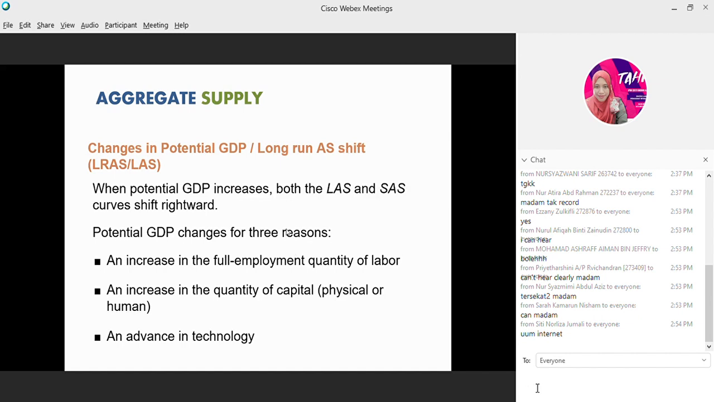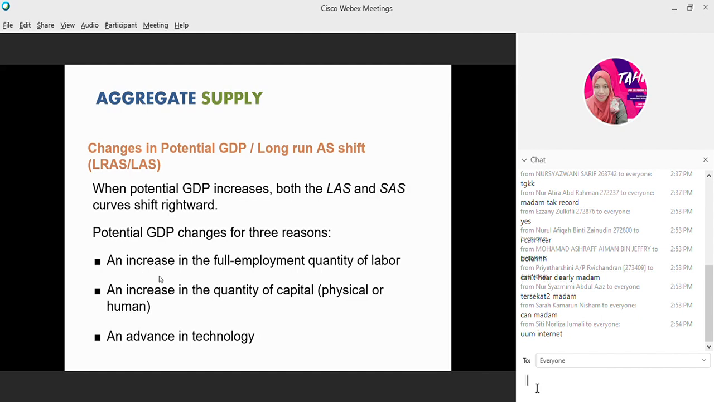Just remember that the factors that will shift LRAS and the factors that will shift SRAS are different. The only factors that will shift LRAS are only these three, which are related to the availability of resources. The first one is an increase in the full employment quantity of labor. These three will shift LRAS to the right.